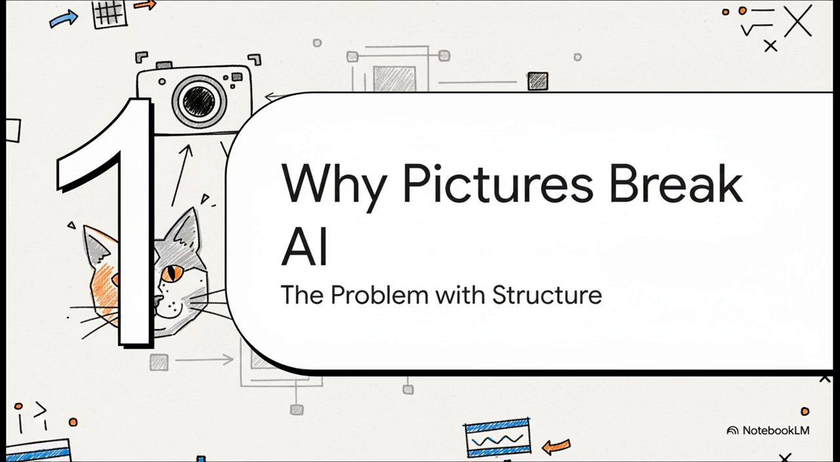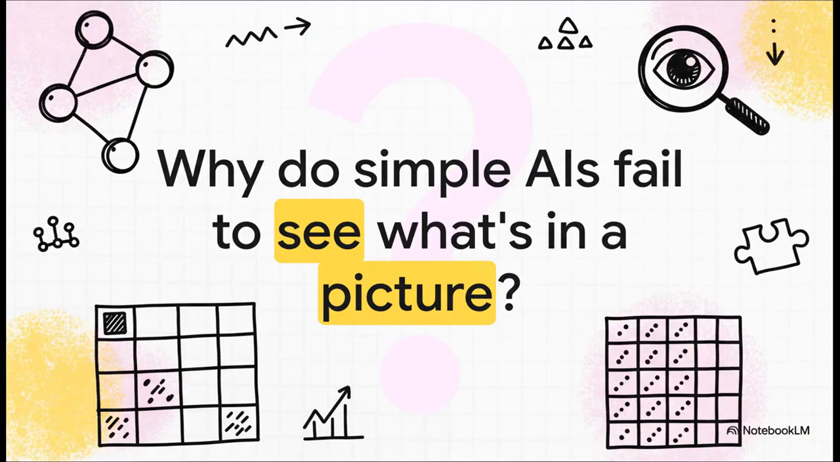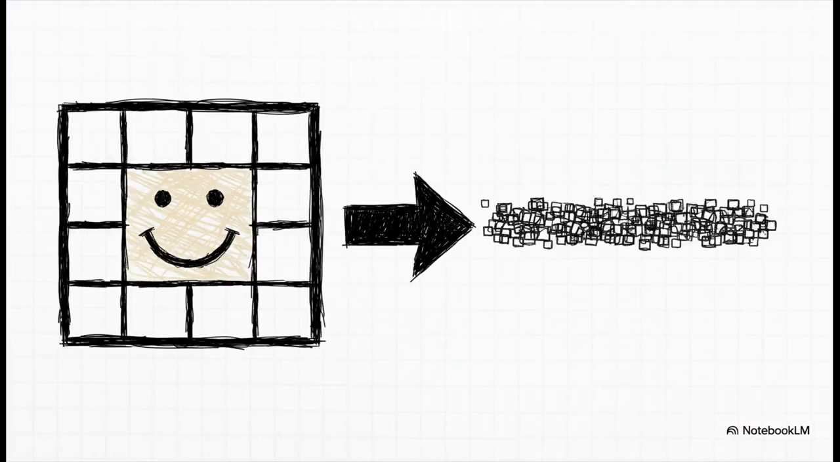First things first, we've got to understand the basic problem. Why is looking at a picture so incredibly difficult for a standard AI? Well, the core issue, the absolute deal breaker, is that they're completely blind to the most important thing about any image, its structure. They see all the pixels, sure, but they totally miss the picture. Here's exactly what I mean.